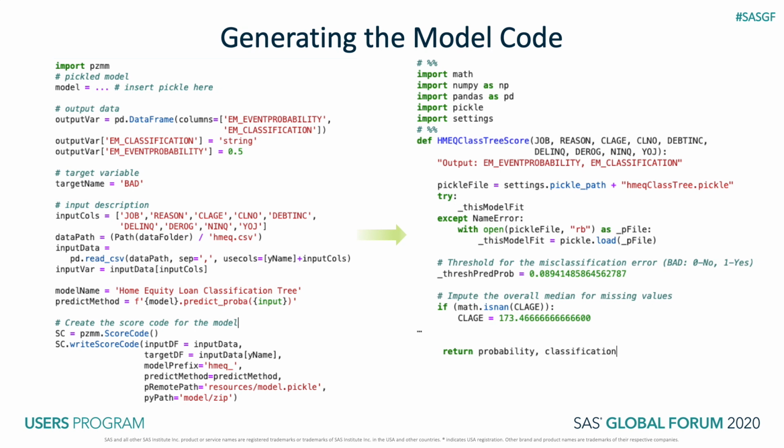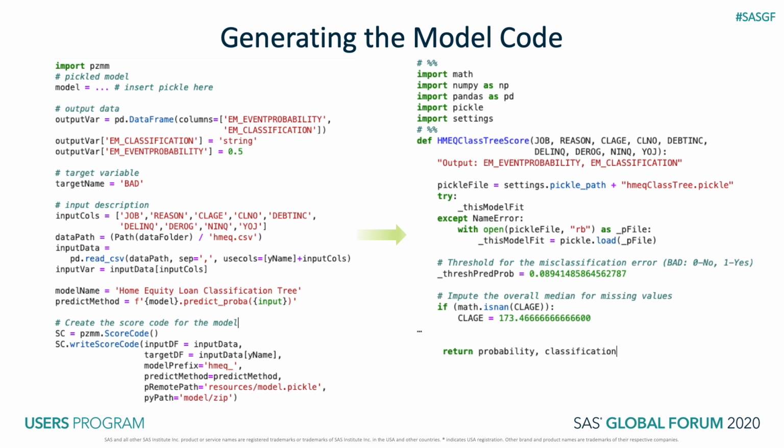The PZMM package provides an easy way to take a model, such as a scikit-learn decision tree, and generate Python code that Model Manager then uses to manage, test, and deploy the model. The PZMM program on the left takes as input a reference to a model, commonly in a pickle file, some information about the input and output columns, a reference to the training data set, and some information about what to call the model and where to store temporary information.